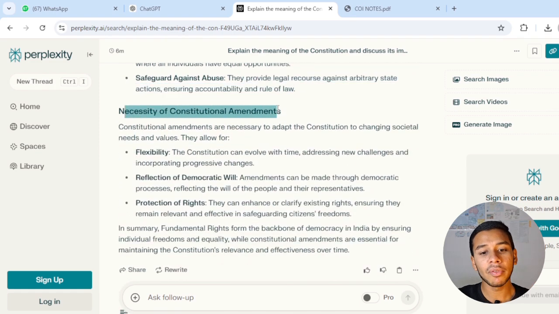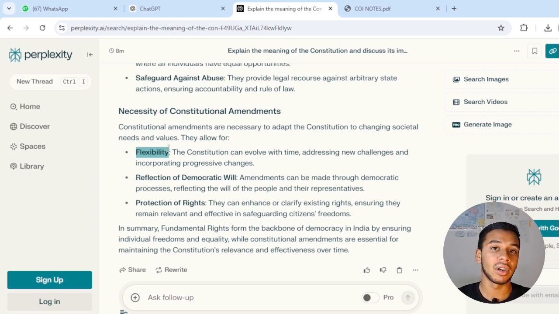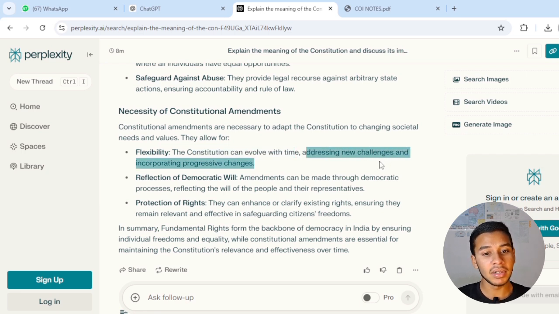The necessity of constitutional amendments. So what does this necessity of constitutional amendment mean? First one would probably be flexibility. Flexibility is very much important if you're in a democratic country, because the constitution can evolve with time, addressing new challenges and incorporating progressive changes.